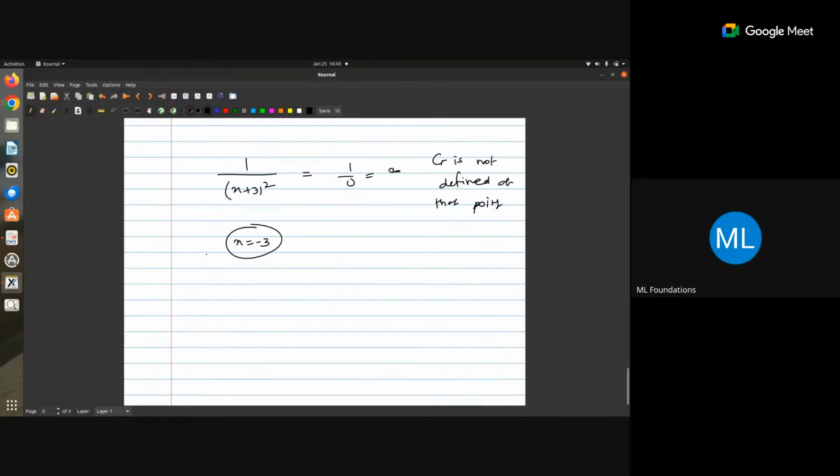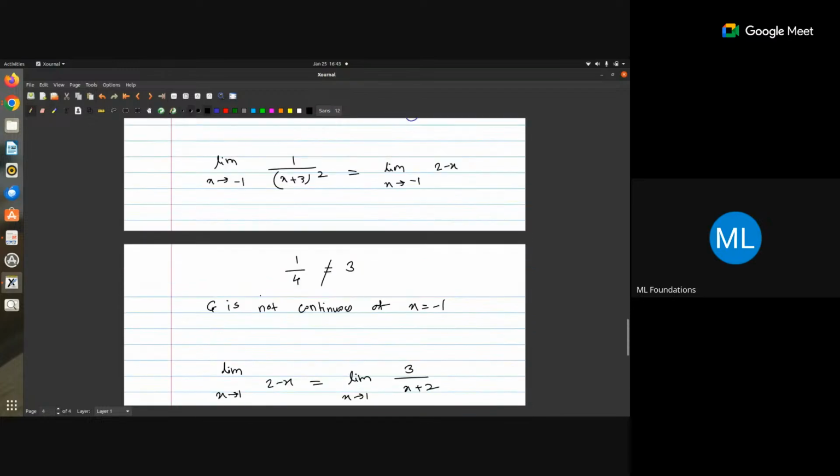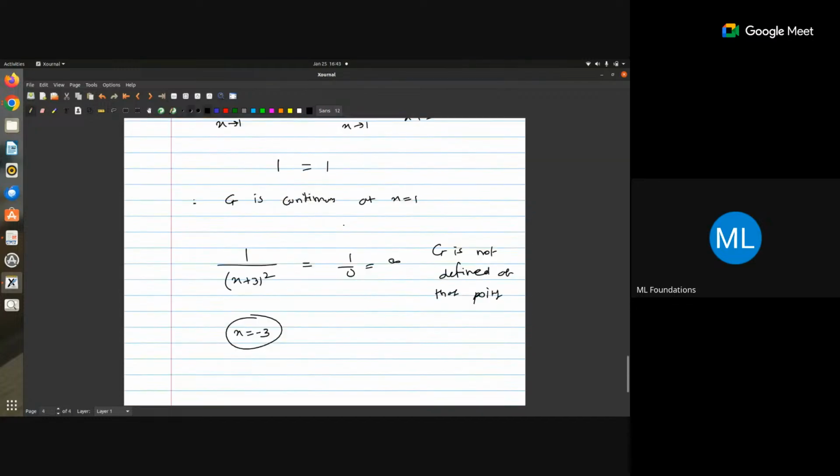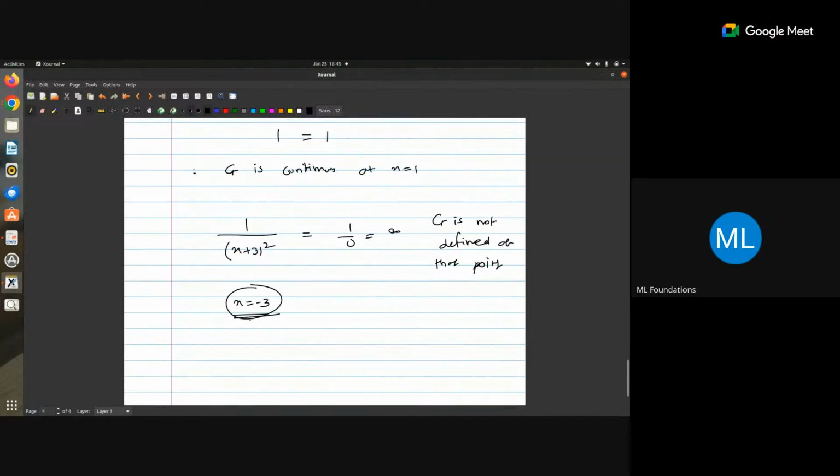Will this point be a part of the domain of g? It is, because we have this function when x is less than or equal to -1. So we can say that at x equals -3, g is not defined, and hence it is not continuous at x equals -3.